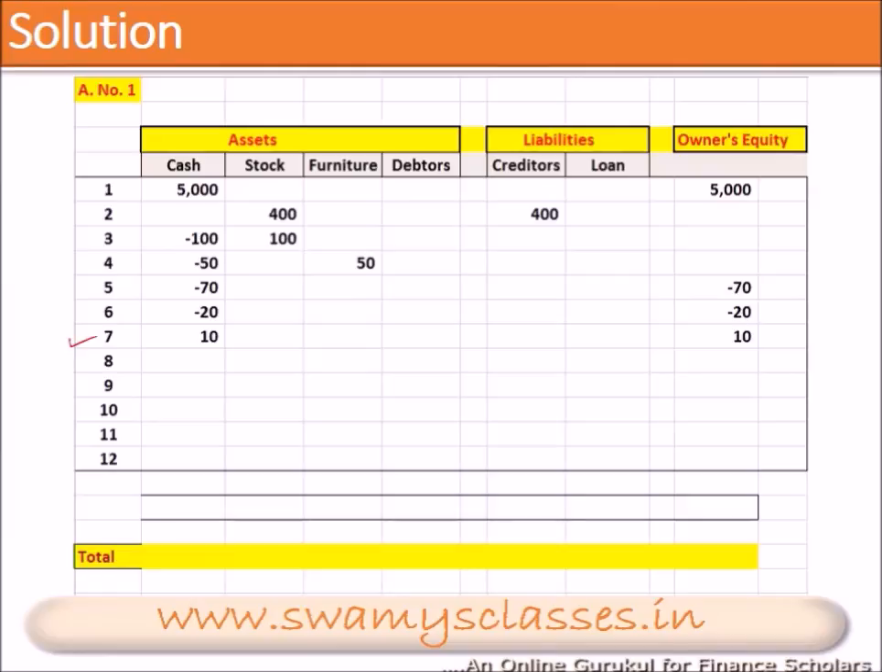Let us look into the seventh one. Because interest received is an income, any income will push up the owner's equity. So owner's equity goes up by 10 rupees. Parallelly, because you receive that in the form of cash, your assets goes up in the name of cash by 10 rupees.